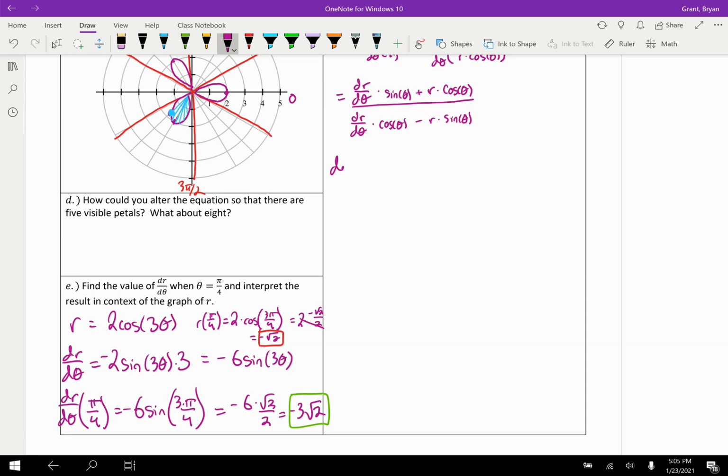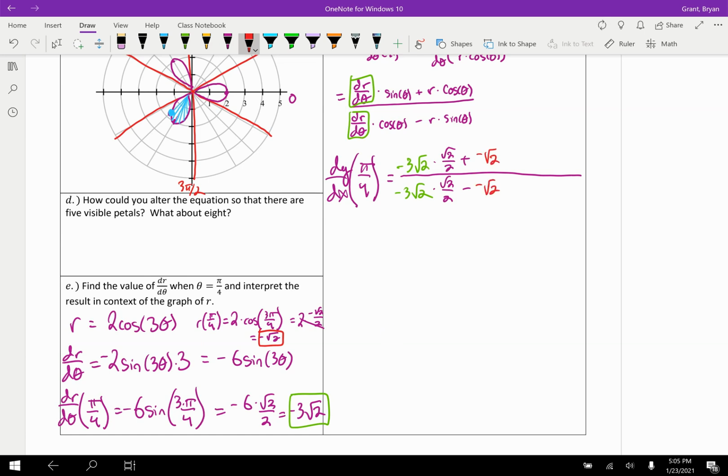We can now find dy dx at pi over 4. Okay, so dr d theta we found, and I did that in green, it's going to be there twice. So that'll be negative 3 root 2 and negative 3 root 2. Should probably throw our fraction line up there. There we go. Sine of pi over 4 will be root 2 over 2, and cosine will also be root 2 over 2, minus plus. r of pi over 4, well, that's what I did in red down here. That's going to be negative square root of 2 on each of these. And then cosine of pi over 4 is root 2 over 2 and root 2 over 2.